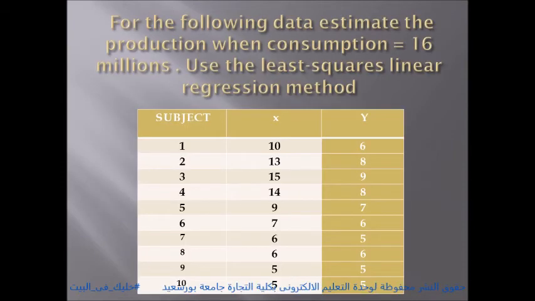Example: for the following data, estimate the production when consumption equals 16 million. Use the least squares linear regression method. We have subjects from 1 to 10, x values and y values. We want to estimate the production level when consumption equals 16 million.